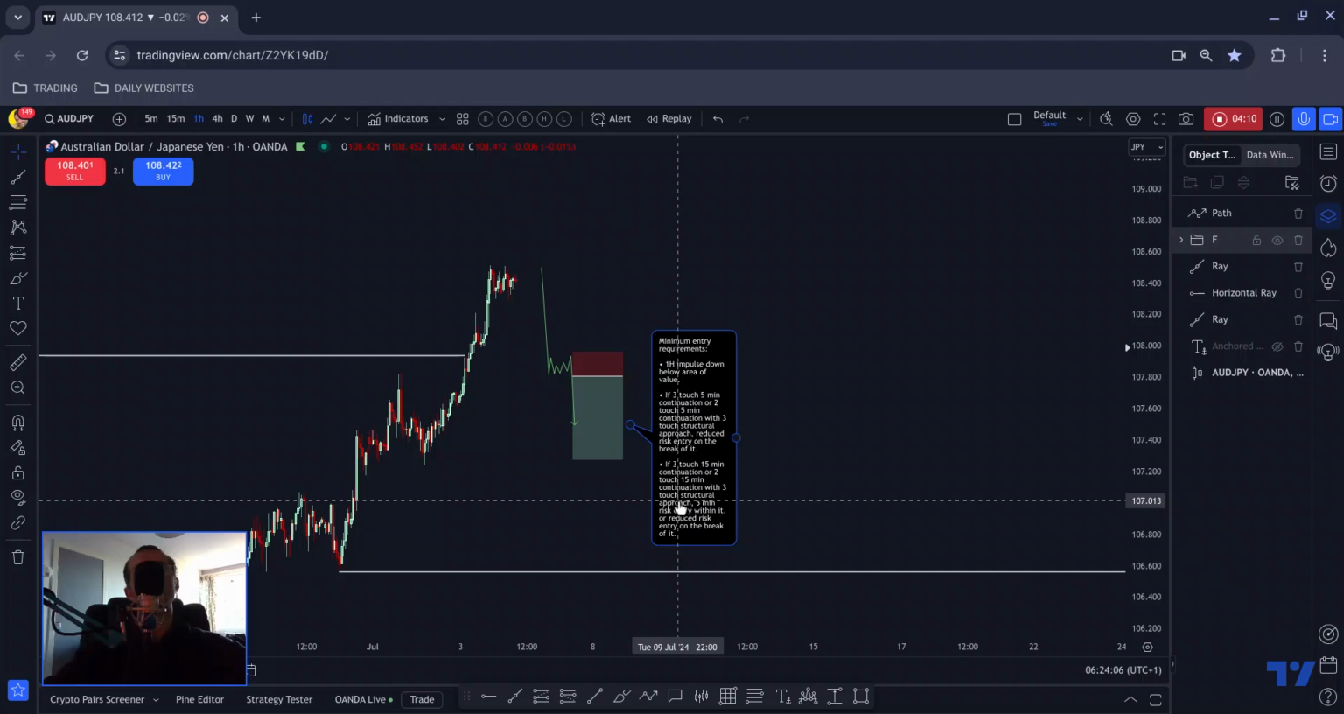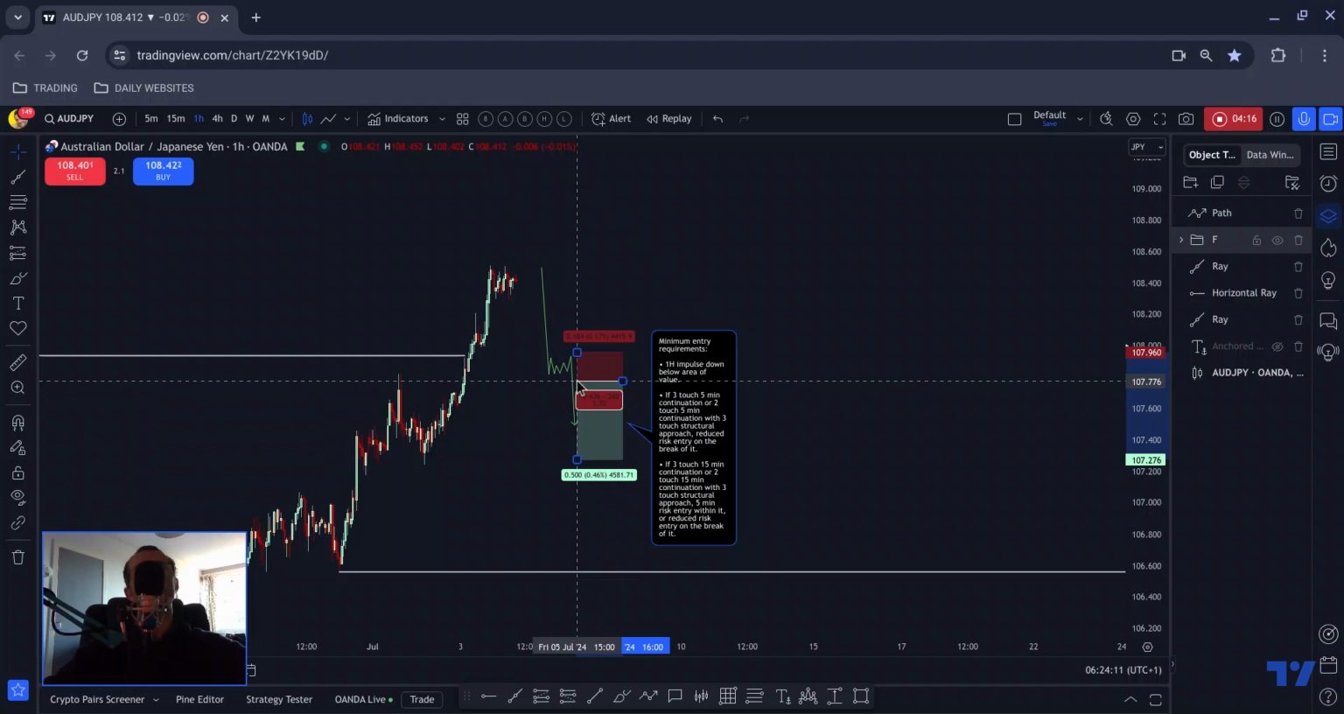If we got the same thing but on the 15-minute chart or above, then I would look for an entry on the break, but I'd also be looking for what we call the risk entry within it.